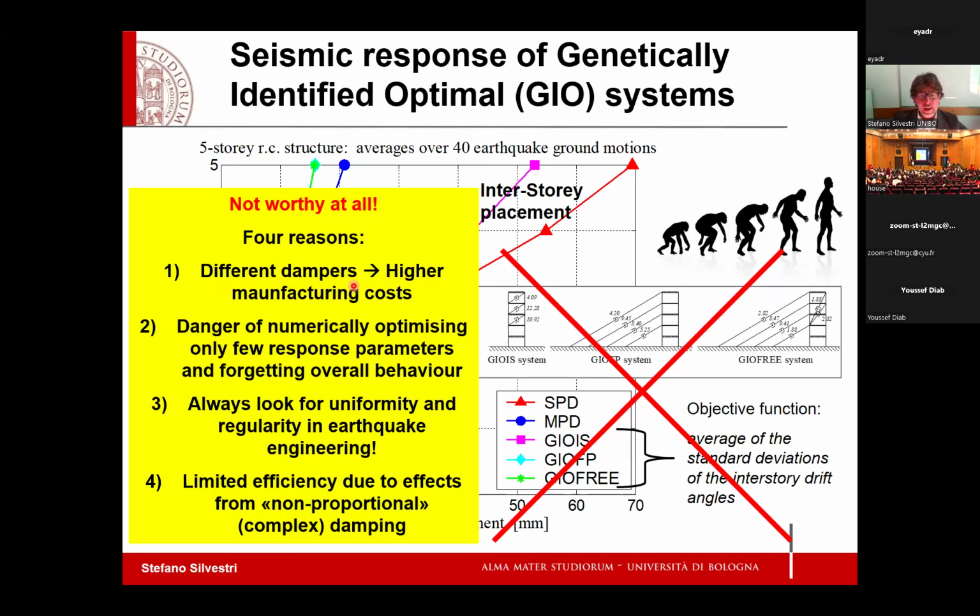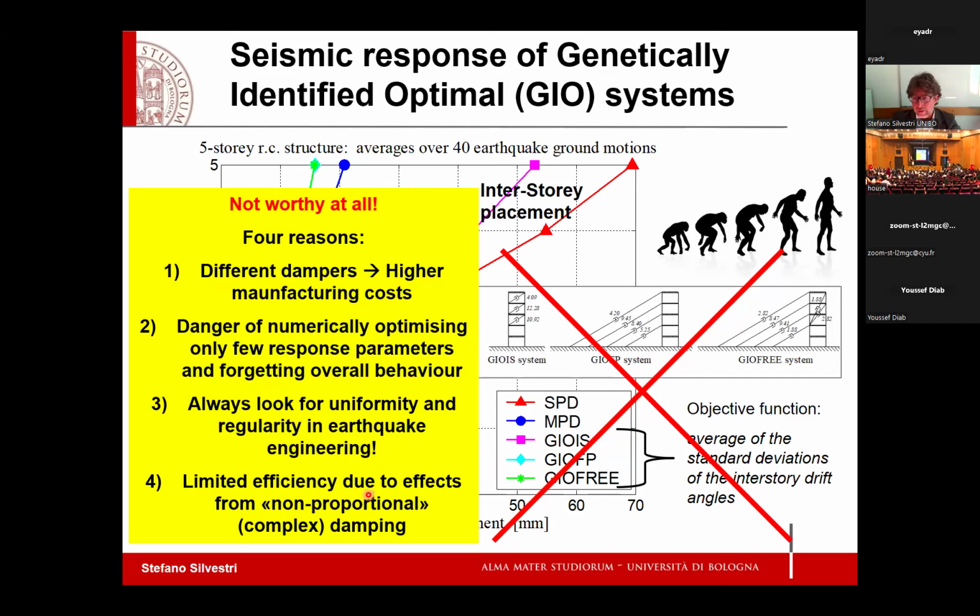Different dampers require higher manufacturing costs. There is the danger of numerically optimizing only a few response parameters and forgetting overall behavior. And always in seismic engineering, you should always look for uniformity and regularity in earthquake engineering. Also, there is a limited efficiency due to the effect from non-proportional complex damping that may arise.